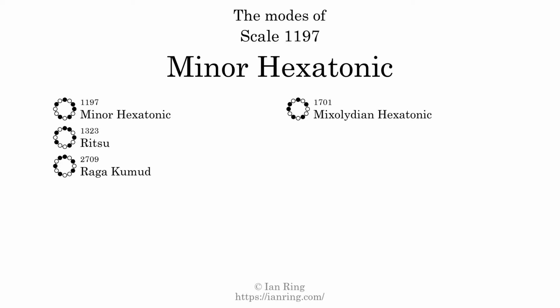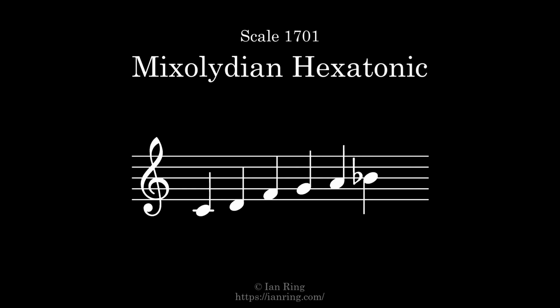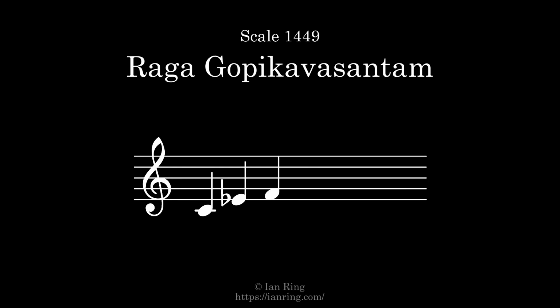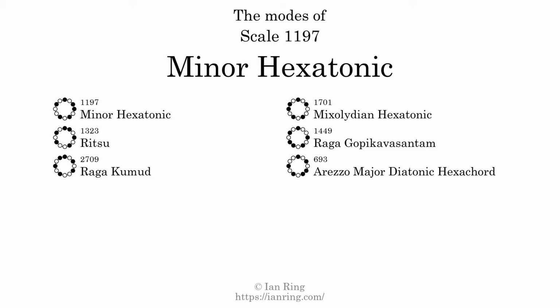The fourth mode is scale 1701, also known as Maxillinian hexatonic. It sounds like this. The fifth mode is scale 1449, also known as Ragagapikavasantam. It sounds like this. The sixth and last mode is scale 693, also known as Arezzo major diatonic hexachord. It sounds like this.